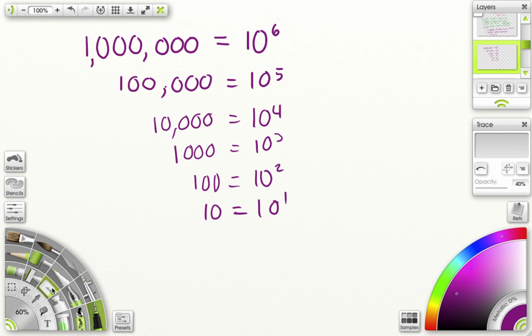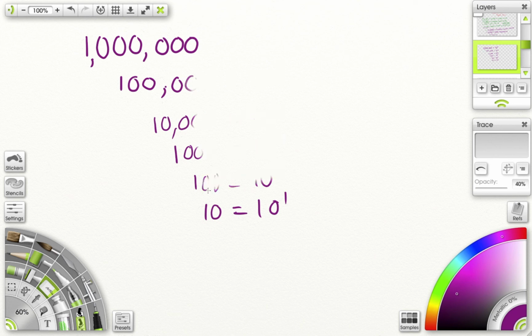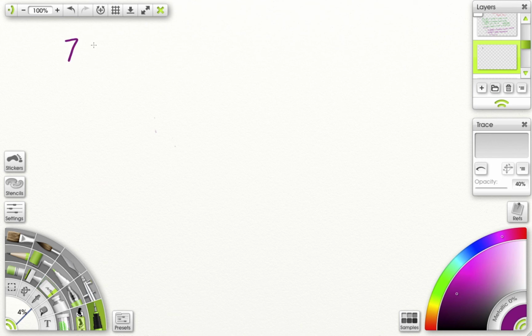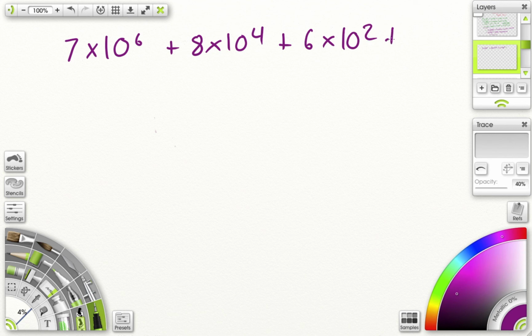So we're actually going to be doing exponents up to 1 million. So let's do another number that we have in expanded notation that we need to put into regular form. This time it's going to be a little trickier because we're going to have the million places, but we're also going to have 7 times 10 to the power of 6 plus 8 times 10 to the power of 4 plus 6 times 10 to the power of 2 plus 1 times 6.